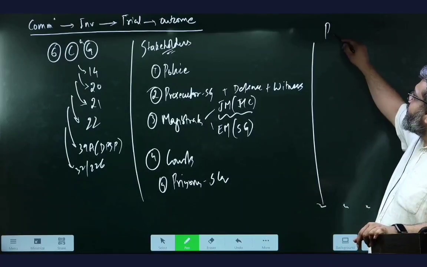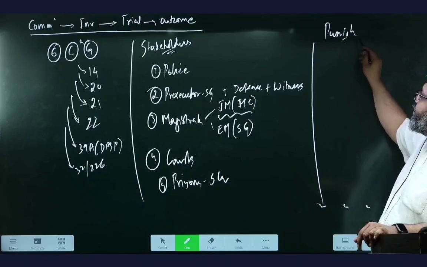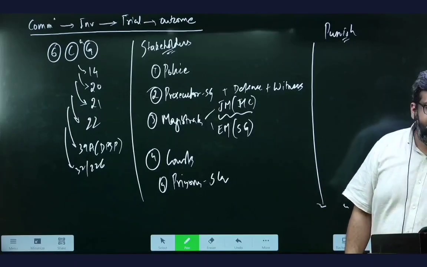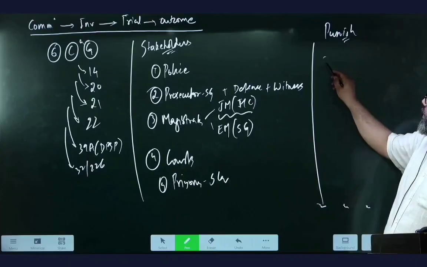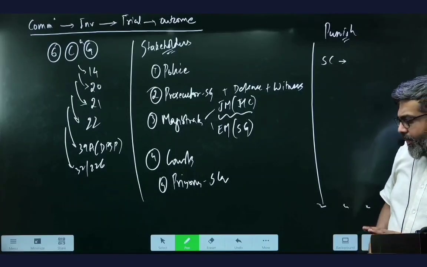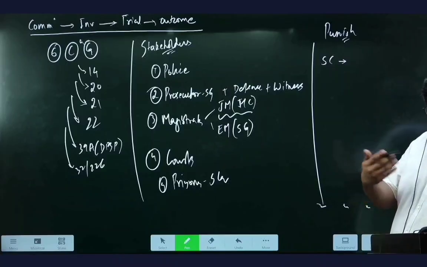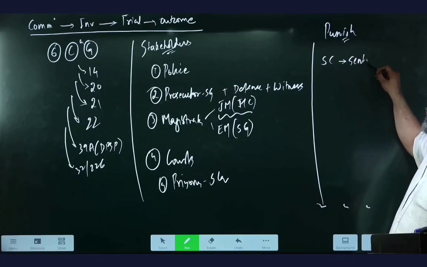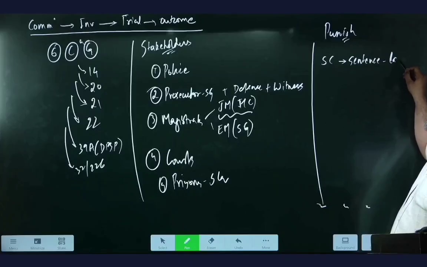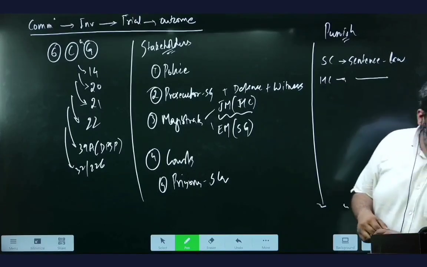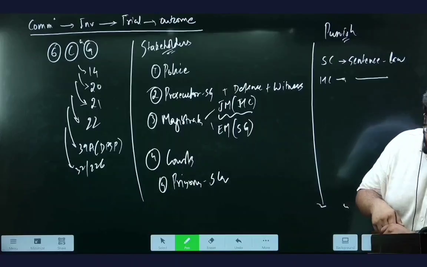Now comes the larger question: who can punish for what? Now this is technical, so just bear with me for some time. Basically, the Supreme Court can give you any sentence. Everybody has criminal powers. The Supreme Court has criminal appellate powers. The Supreme Court can give you any sentence which is authorized by law. The High Court also can give you any sentence which is authorized by law.